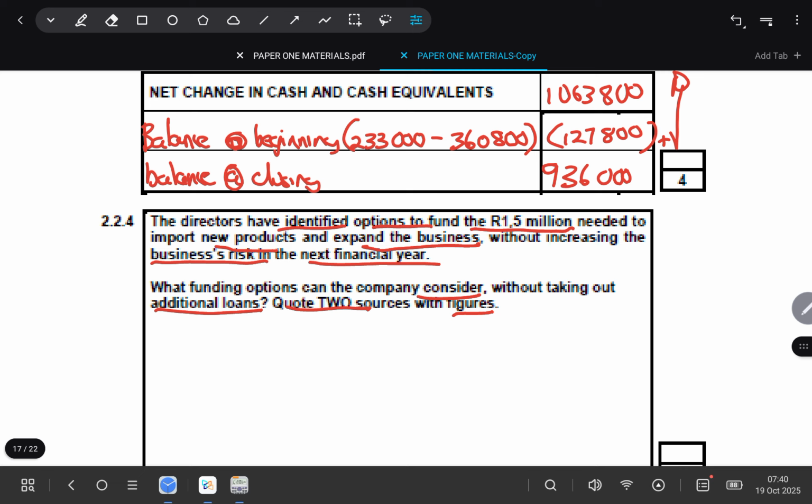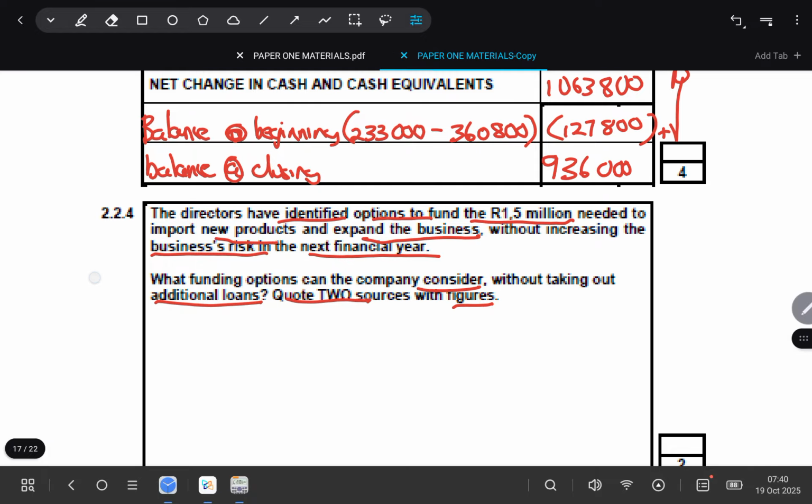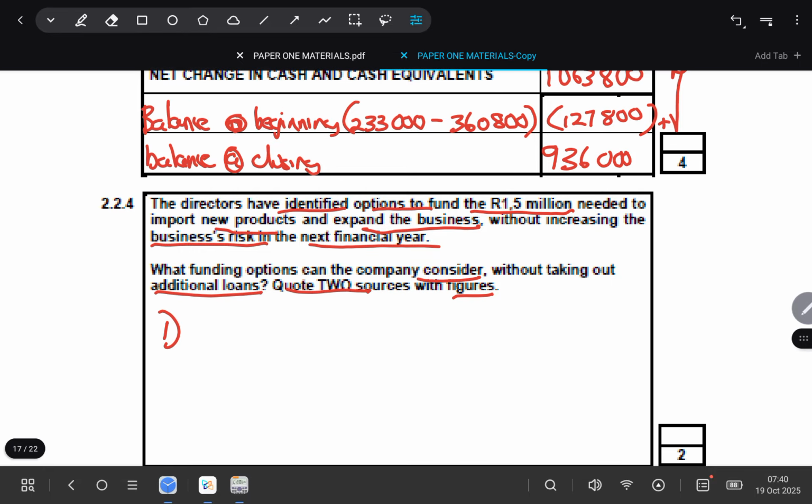But here, what the examiner wants you to do, he wants you to tell us where these people can get the money. So you need to look for the following. Number one, remember they had 3 million that was raised from issued shares. So you can have that 3 million from issued shares. And then now, because they want to expand the company, you can check how much was their retained income.